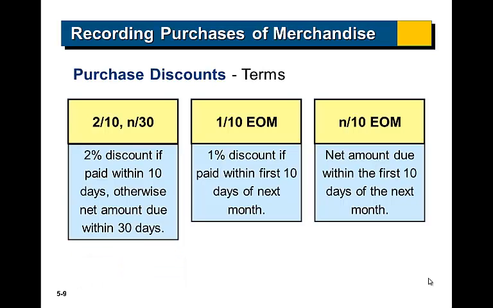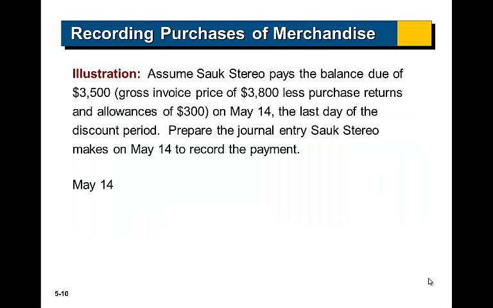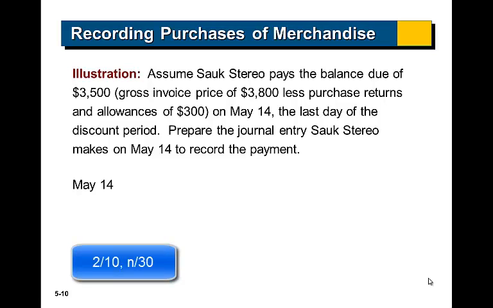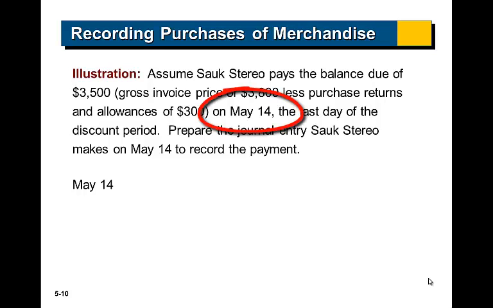Now let's continue our example. Remember from the sales invoice, PW offered credit terms of 2/10, net 30. So again, SOC must pay within 30 days, but if they pay within 10 days, they get a 2% discount. We are to assume that SOC pays PW on May 14th, which is within the discount period. So we need to calculate the discount.